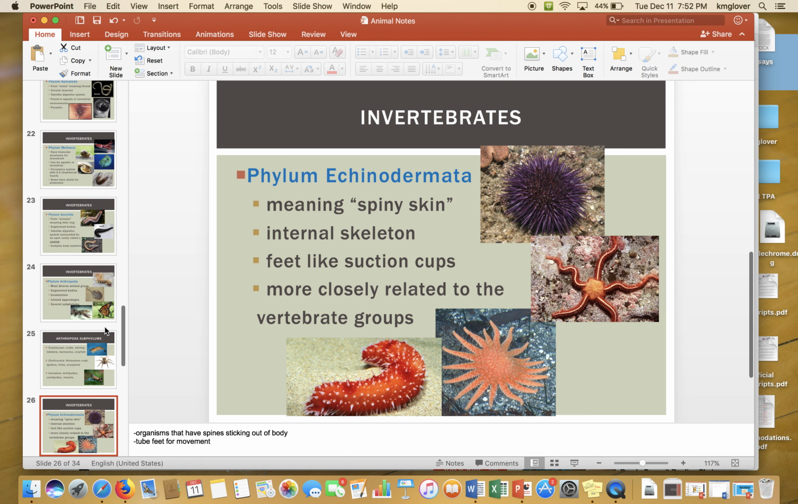All right, and next you have phylum Echinodermata, echinoderms, meaning spiny skin. So these are organisms that have spines sticking out of their bodies, and they have tube feet for movement. And examples of these, the first one right here, this is a sea urchin. Starfish are in this category. So these are echinodermata. Whew, all right, moving on.